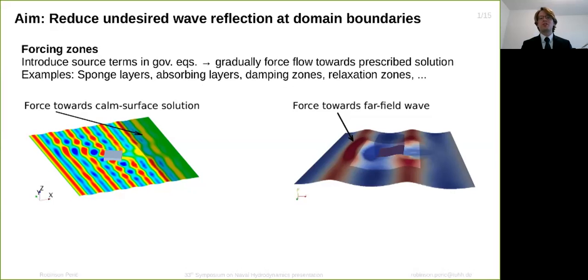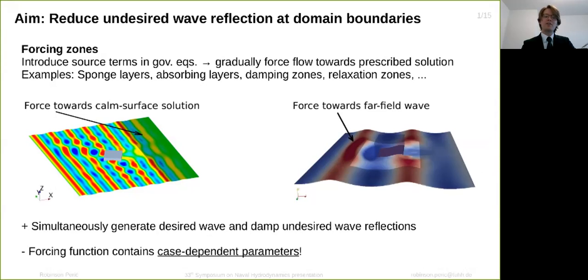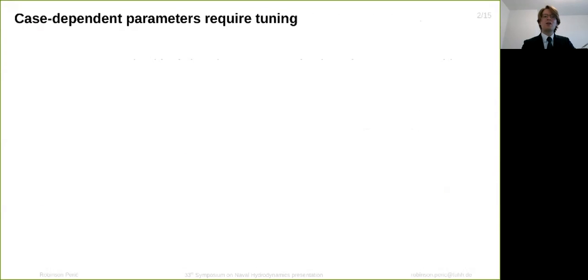Examples of such approaches are sponge layers, absorbing layers, damping zones, or relaxation zones, but they can all be traced back as special cases of the generic forcing zone formulation. The main advantage of forcing zones is that one can use them to simultaneously generate the desired wave and damp undesired wave reflections. However, the forcing function contains case-dependent parameters. And if these parameters are not set up correctly, then the approach does not work and one gets a lot of wave reflection. So these case-dependent parameters require tuning.